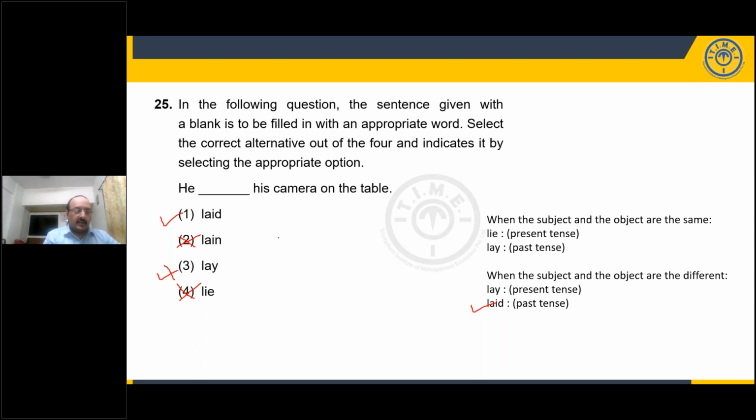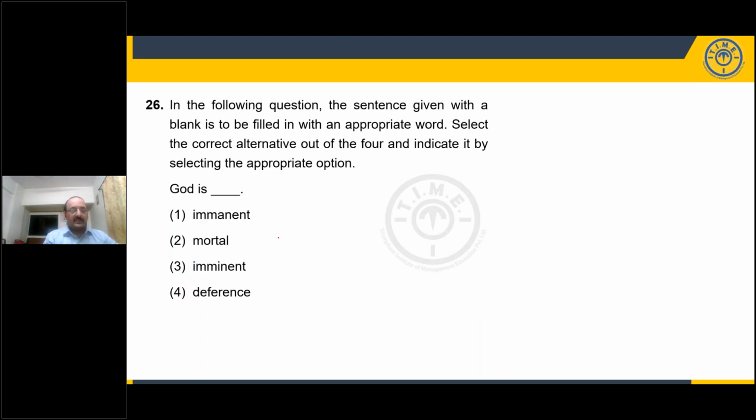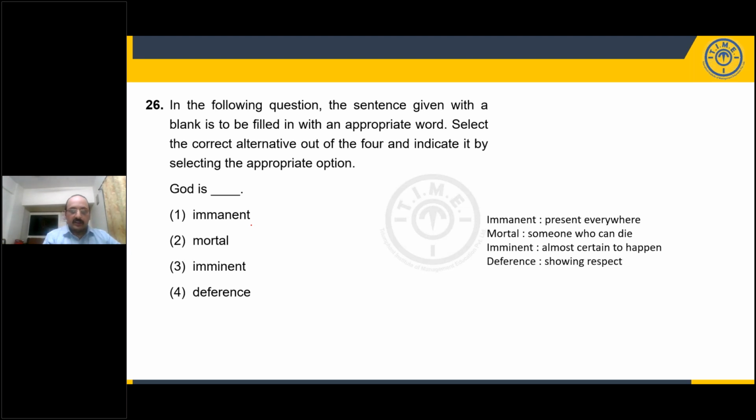Okay. Now question number 26, God is dash. What does imminent mean? Present everywhere. What does mortal mean? Someone who can die. Like we are all mortals, but God is immortal. Imminent, almost certain to happen. For example, death is imminent. All of us are going to die. Deference, showing respect.